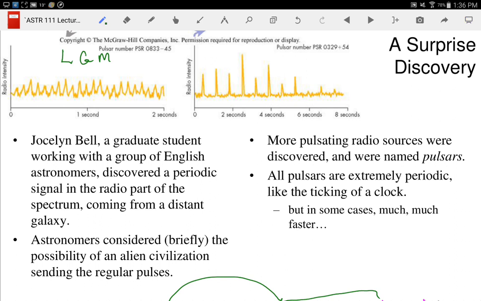But that wasn't, well, it was said in jest, but it was held as an option that it could be a contact with aliens. In fact, you might have heard of things like SETI. SETI is the search for extraterrestrial intelligence.